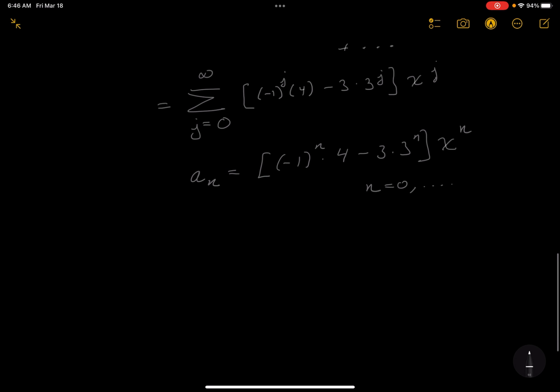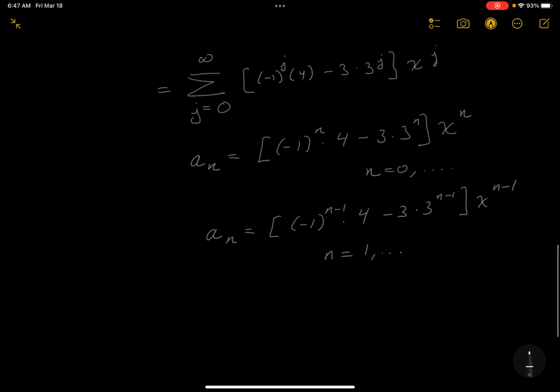Now, I realize Wells likes to start at 1, so let me do that then. This is a different one. I'm going to start at 1 now. So minus 1 to the n minus 1 times 4, minus 3 times 3 to the n minus 1, x to the n minus 1. And this starts at 1. So someone's going to say, what happens if someone wants to simplify that a little bit further? And you could, right?